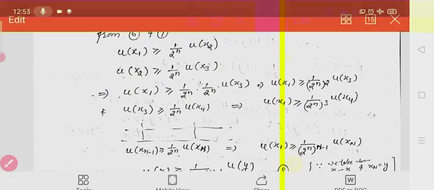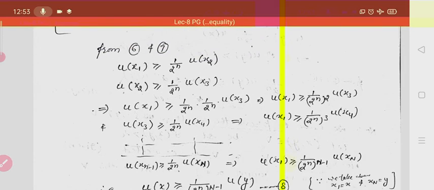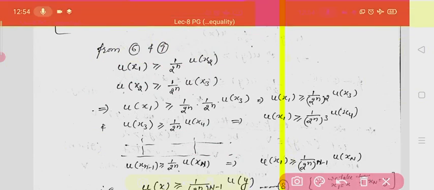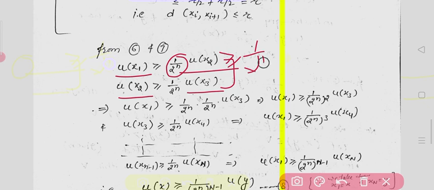Because the distance between xi and xi+1 is greater than or equal to r, we will say this. u(x1) is greater than or equal to (1/2)^n u(x2). And again apply u(x2) is greater than or equal to (1/2)^n u(x3). If we combine both results, here u(x2) is greater than or equal to (1/2)^n, so this is as it is, (1/2)^n. And this term is greater than or equal to, so it comes in multiplication, (1/2)^n into u(x3).